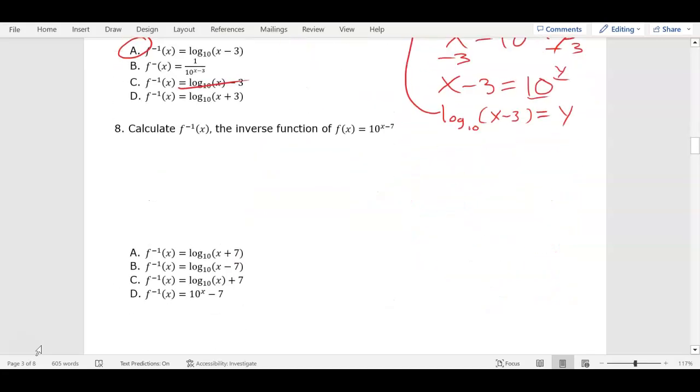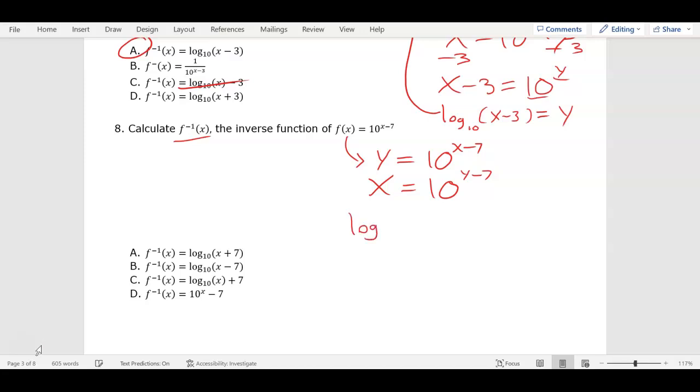Number 8. Let's calculate this. It means inverse, so I'm going to change that to a y. Switch x and y again. Notice that minus 7 is up in the exponent. All right, first things first, I need to solve for y. Now, this minus 7 is not out here as a coefficient, so you can't touch that. Right now, the y is in the exponent, so we're going to have to do the log.